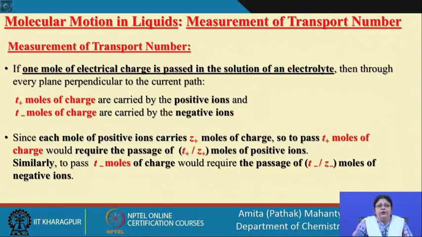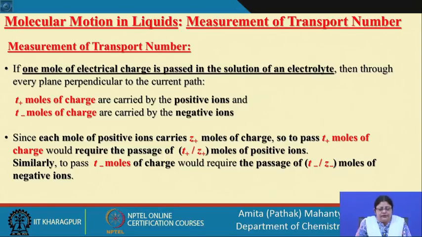So, suppose we have Z plus as the charge of the positive ion. For each mole of positive charge Z plus to pass, T plus moles of charge would require how much? We will require the passage of T plus divided by Z plus moles of positive ion.